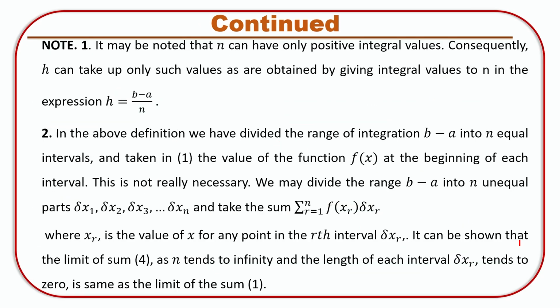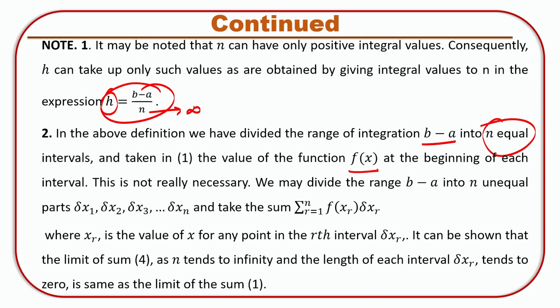So now we are taking n tends to infinity here. As you can see, n tends to infinity means h is going to be 0. That is the same thing, either you are saying n tends to infinity or h tends to 0. So, in the above definition, we have divided the range of integration b minus a into n equal intervals and taken the value of the function f(x) at the beginning of each interval. This is not really necessary.